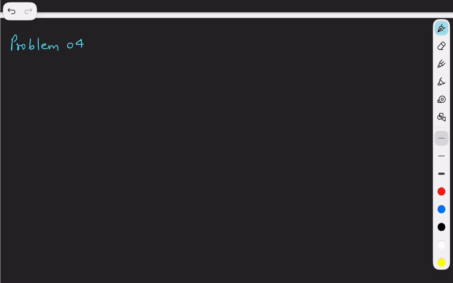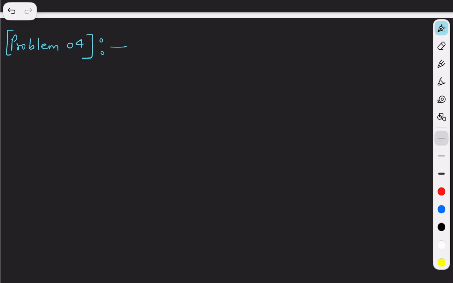So let me continue this problem practice today also. Let's start. This is problem number 4. I have already taken 3 problems on vertical circular motion. Today I'm going to take maybe 3 more problems. So let's start.